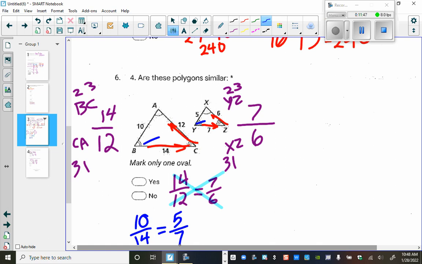And then the third way you can think about it, if I'm going from bigger to smaller, what number did I divide 10 by to get to 5? 10 divided by what gives us 5? What number? So 10 divided by what number? 2. You can do the same thing with the others. If I divide 14 by 2, do I get 7? Yep, it is. Yeah, because 12 divided by 2, you're going to get 6.